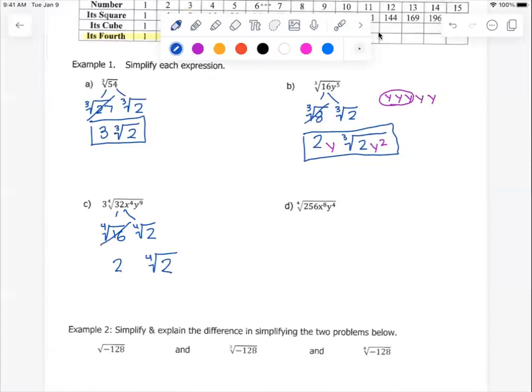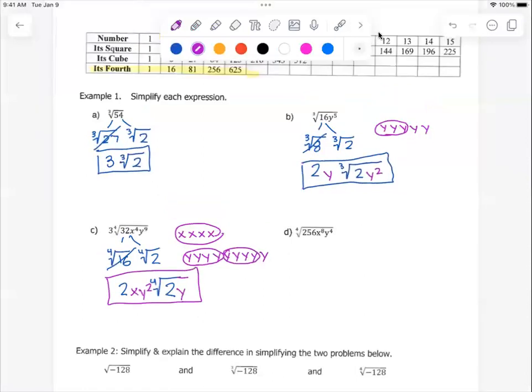For my variables, I have x to the 4th. I'm looking for groups of 4. That's one group. So 1x comes out. Y to the 9th. That's 1, 2. 2 groups come out. And this one has a y left over. So that's my full answer.